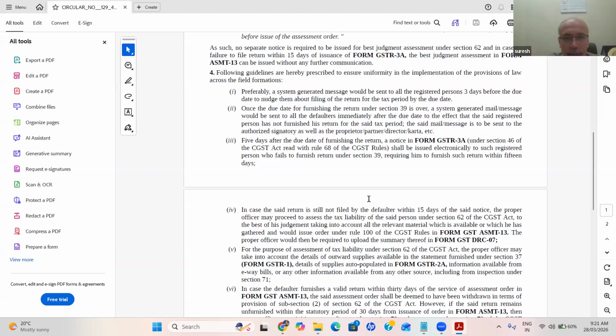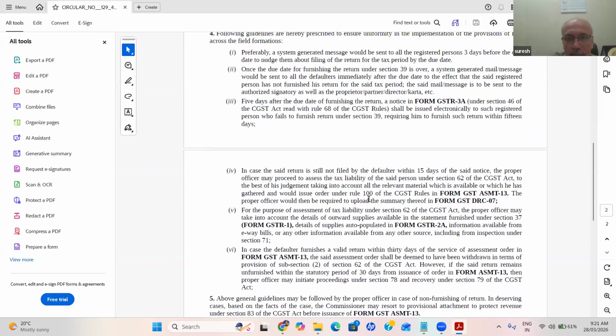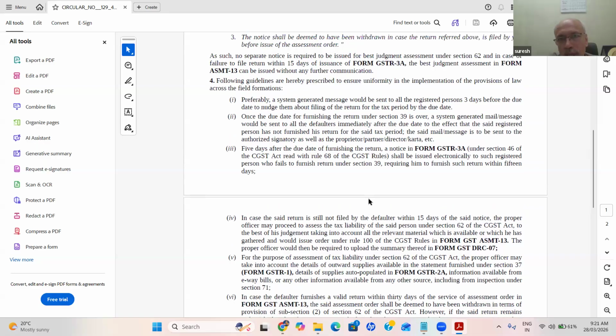One thing is that. Then another notice will come to you. Sorry, sir, not notice, SMS. The second SMS will come to you at T plus 5 days, due date plus 5 days. Within that 5 days, again, he will give you. And after that, notice GSTR 3A will be issued. This is a very harsh thing, sir. Very, very harsh thing.